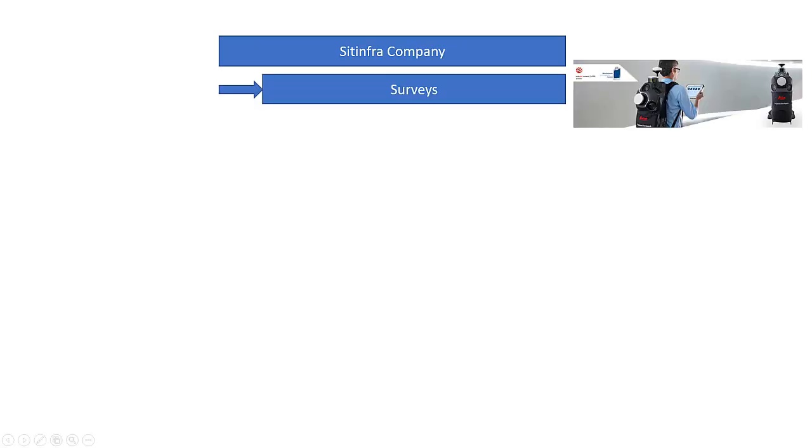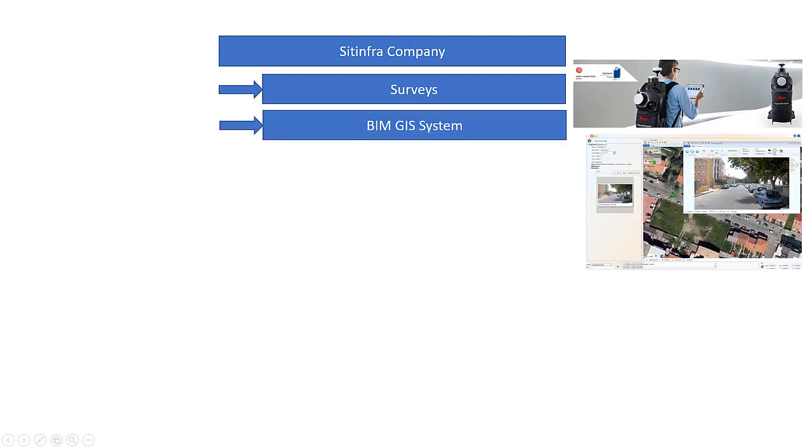Sitinfra Company has two main areas of work: surveys with classic GPS devices, and mobile surveys with the mobile mapping system named Pegasus Backpack, that you can see in the picture. The other area is software development. The company developed a BIM-GIS system for the management and maintenance, both in road sector and technological networks.